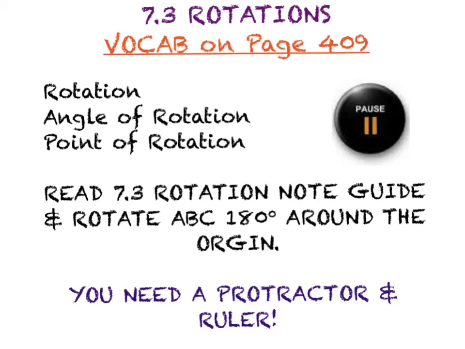I want you to read each step and rotate triangle ABC on your own. So there's a piece of graph paper in there dedicated to making this rotation happen. Just as a side note, you're going to need a ruler and a protractor to make this happen. Now that you've gotten all the directions on 7.3 rotations, I'd like you to pause the video, jot down the vocabulary, and complete the 7.3 rotation note guide section of triangle ABC. Press play when you're ready to resume the video.